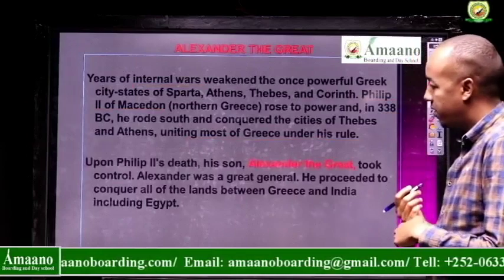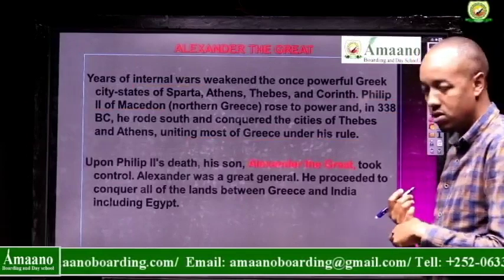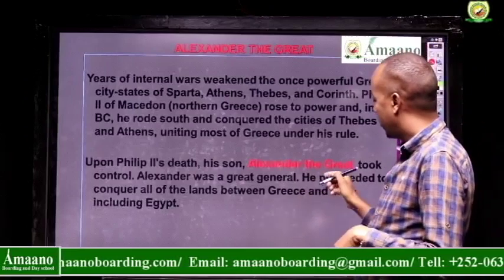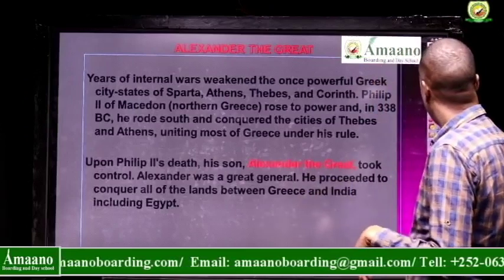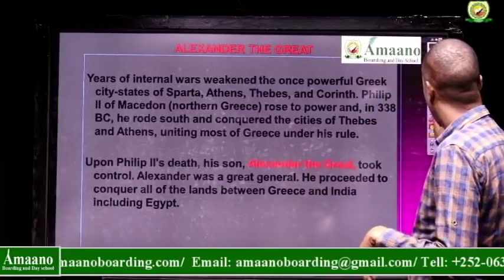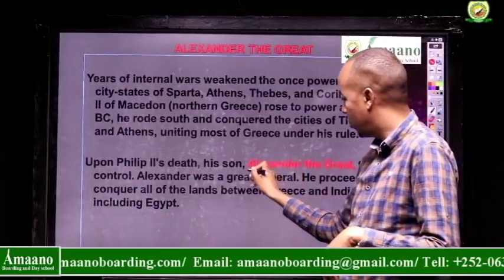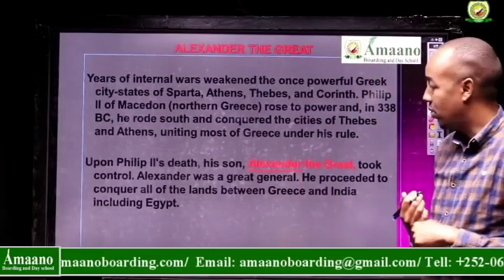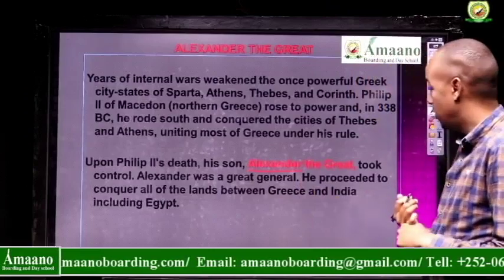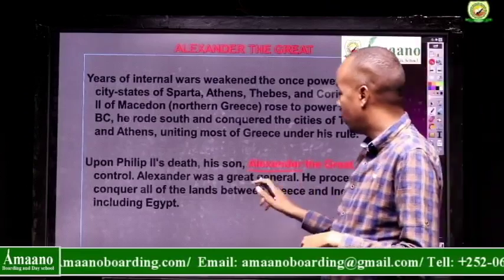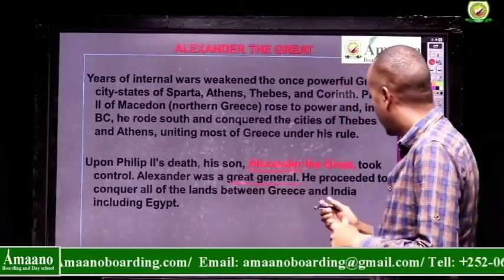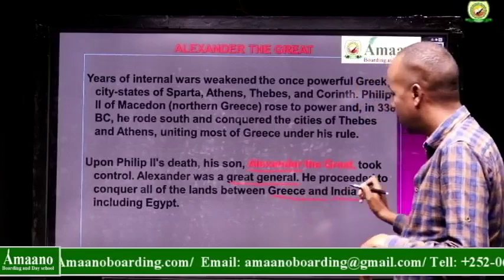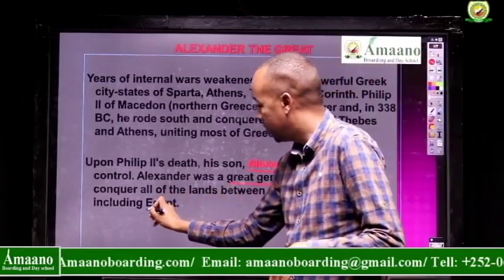Philip II was finally murdered, and then his son Alexander the Great became the leader. At that time he was just Alexander, and when he became the leader of Macedon, he was just 20 years old. So he took control. Alexander was a great general. He proceeded to conquer all of the lands between Greece and India, even including Egypt.